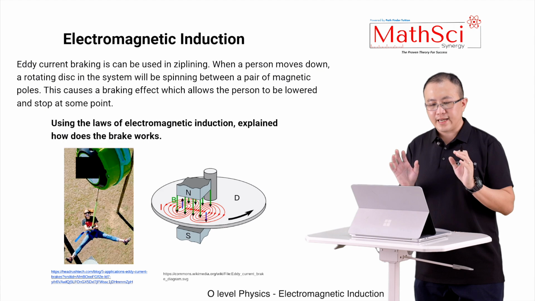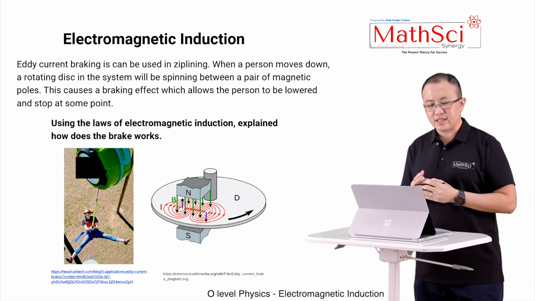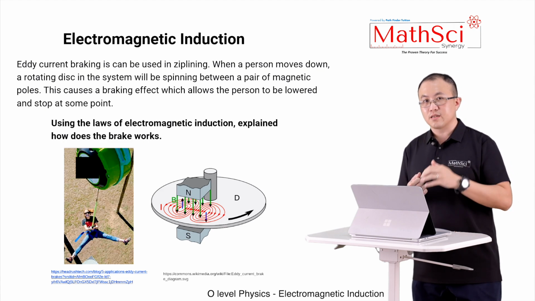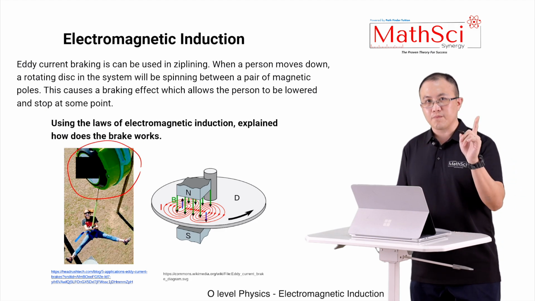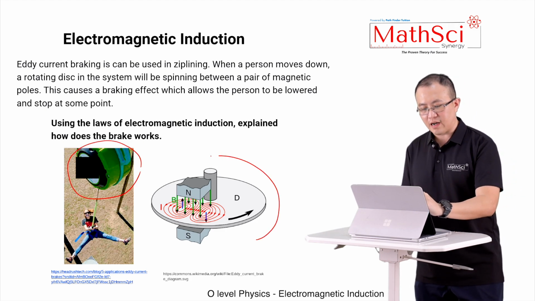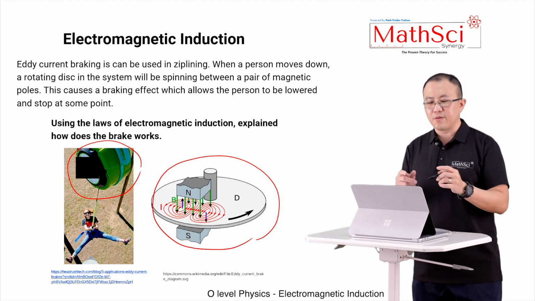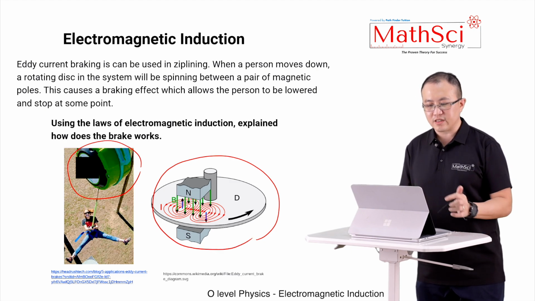So, eddy current braking. Once again, you can see that in this case, it's talking about zip lining. The person is trying to move down, and there is a system attached to the top. So within this system, actually, you will have a setup like that. That's the entire point of this question. Okay, so they gave you all this information.